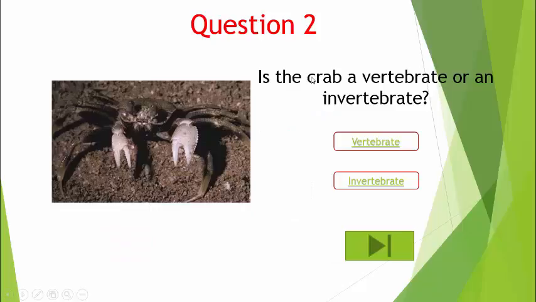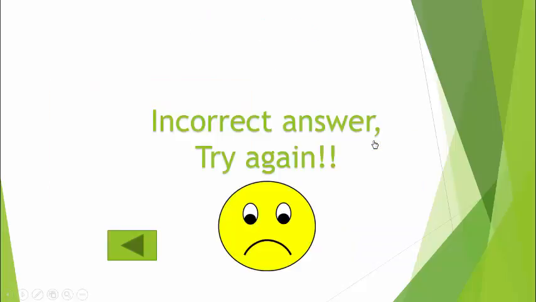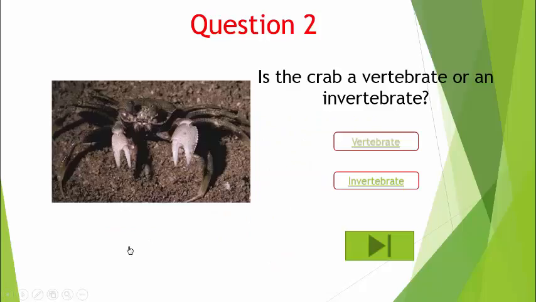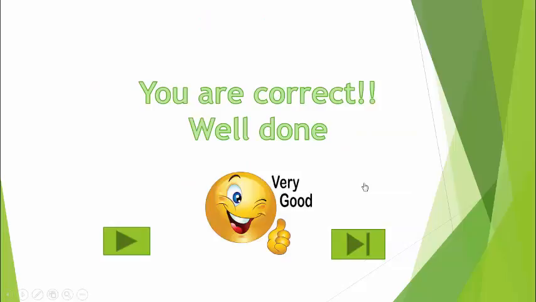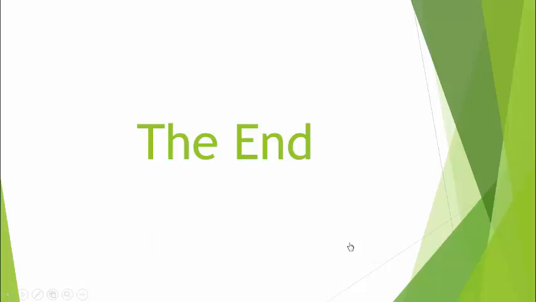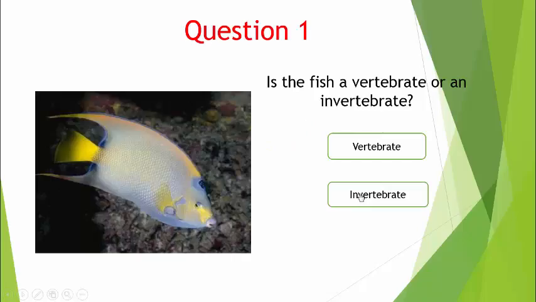The second question, is the crab a vertebrate or an invertebrate? Let me click on the incorrect answer. It says incorrect answer, try again with the arrow to take me back to the question that I missed. So here it is. I click the correct answer and I get the signal. At this point, I can use the end button to take me to the end of the quiz. A very easy way of integrating technology into teaching. Thank you for watching.